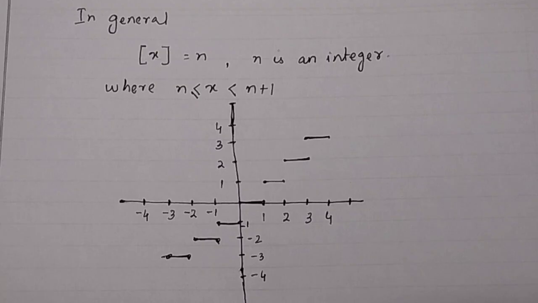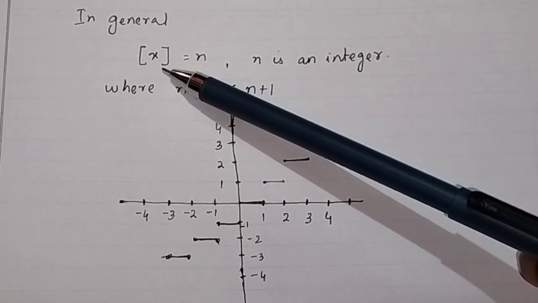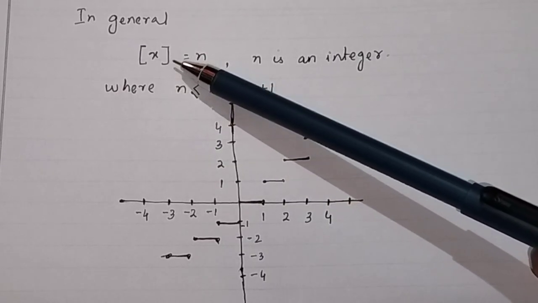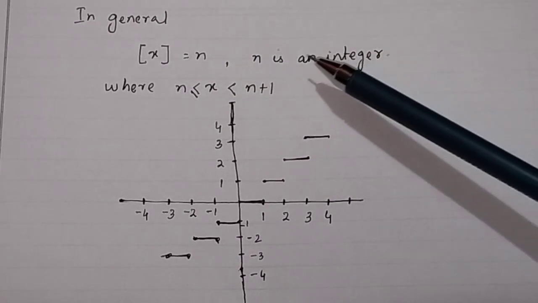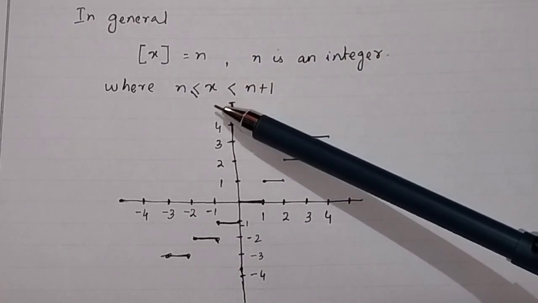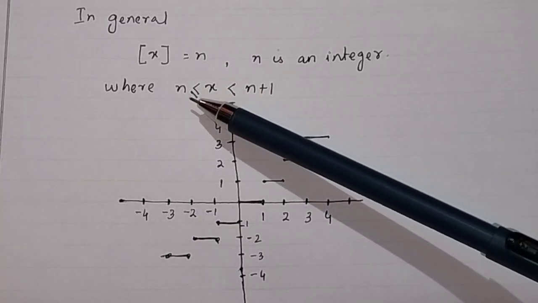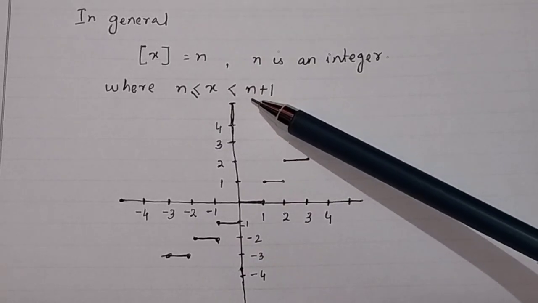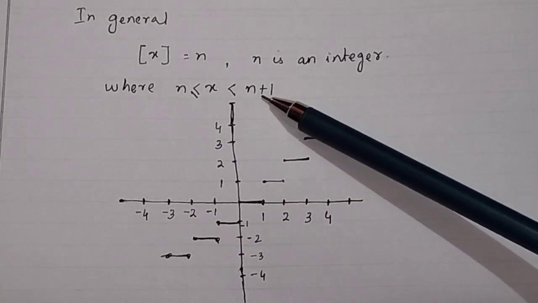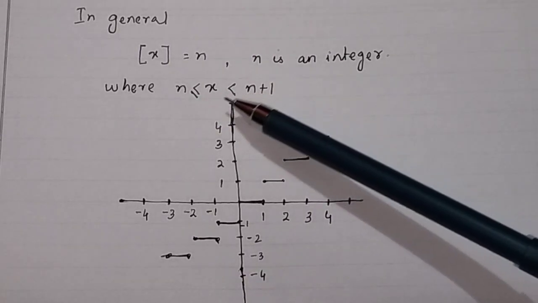So how do you generally represent the greatest integer function? The greatest integer function is generally represented as [x] with a square bracket, and that is equal to n, where n is an integer, and the value of x must lie between n and n plus 1. It may be equal to n, but it is not equal to n plus 1. It is always less than n plus 1. So x lies between n and n plus 1.